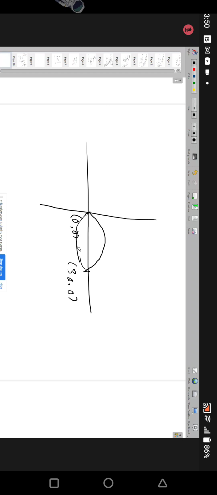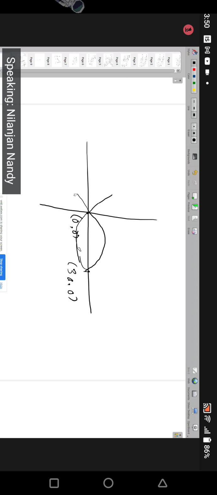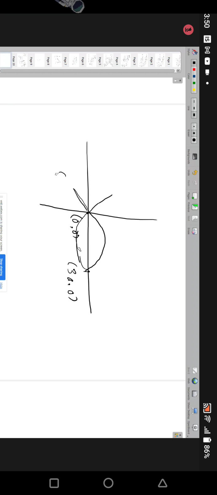like this, but this movement will be restricted for minus a comma 0. Why? Because this is the region of the curve. Okay, and you have an asymptote, how much? That is x equal to minus a. So basically the asymptotic nature will be like this. So the only thing here is that there is a loop forming.